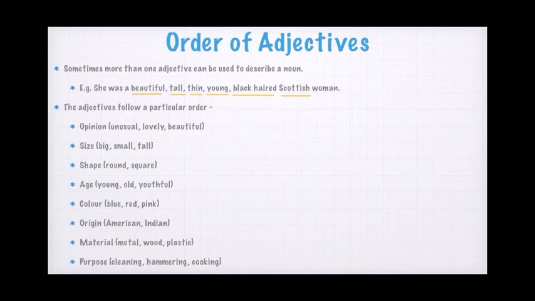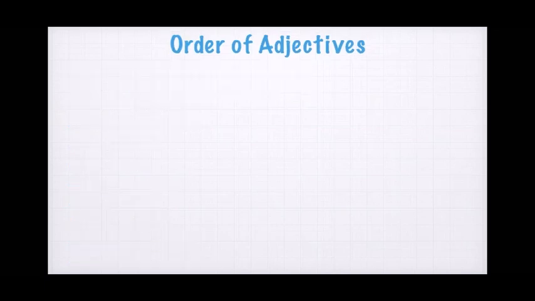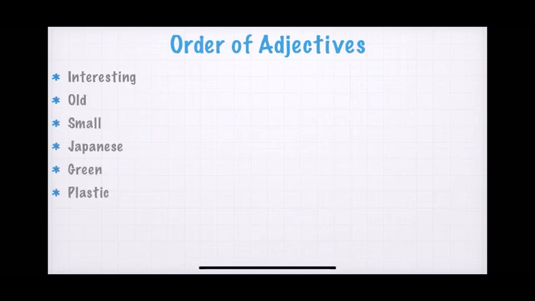So when there are more adjectives, we use these to determine which adjective will come first. So first we start with opinion, followed by size, followed by shape, then comes age, then color, origin, and then material, and last of all the purpose. Order of adjectives. Let us look at some examples. Interesting, old, small, Japanese, green, plastic, round, dining.